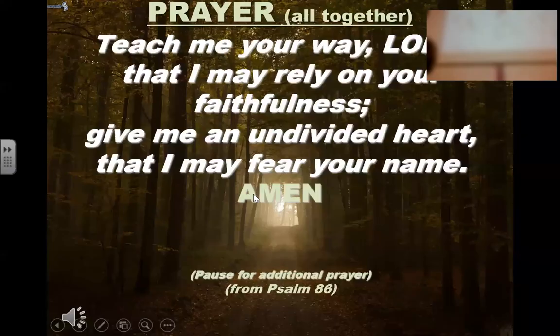Let's pray. Teach me your way, O Lord, that I might rely on your faithfulness. Give me an undivided heart, that I might fear your name. Amen.